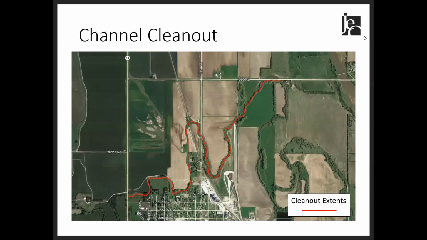The red line shows the extents that we recommend cleaning out the channel. This includes the channel that's just north of town and approximately 1 mile downstream.